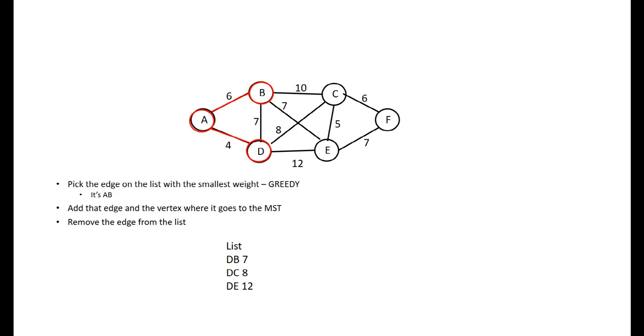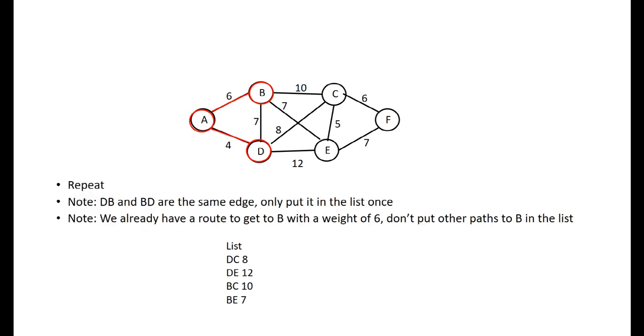So at the moment, our list is D to B, D to C, and D to E. But of course, since we've just added B, we're about to expand our list. So we repeat our steps, and we're going to expand our list based on the fact that we now have B to work with. Note that D to B and B to D are the same edge, so it only goes in the list once. And also note that we already have a route to get to B with a weight of 6, so don't put other paths to B on the list. Paths from B, sure, but paths to B, no.